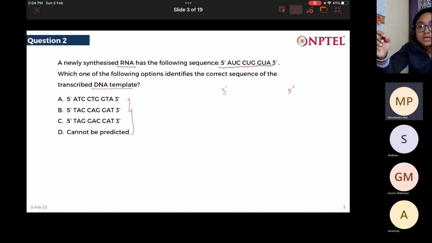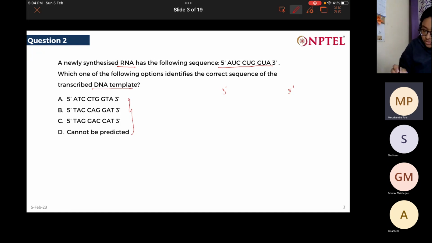is this. Others who have just joined now, please have a look at this question. Okay, so here the sequence is given for the RNA. We have to determine what will be the sequence for the DNA template. One of you has already answered, but let me just work it out for those who haven't been able to figure it out.